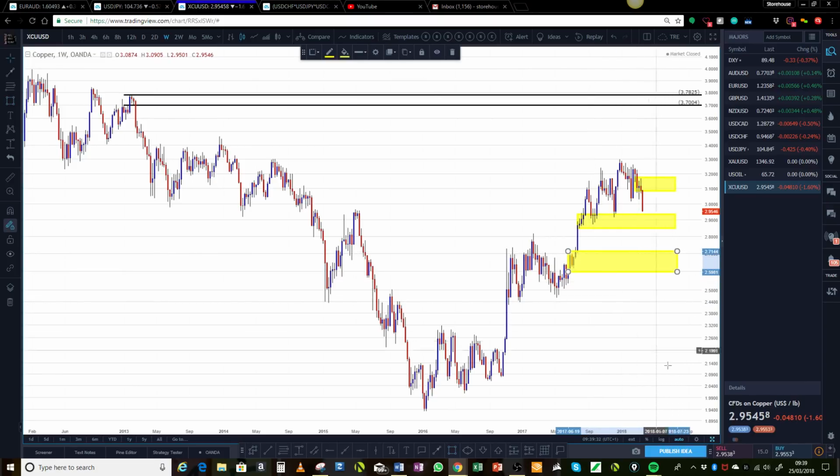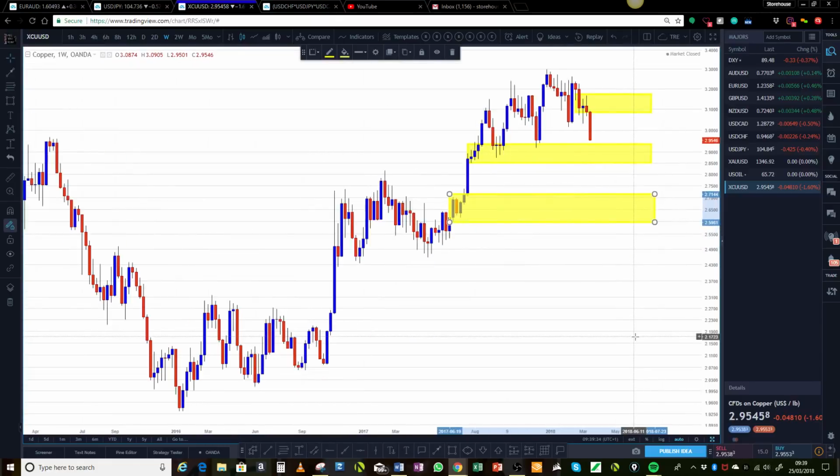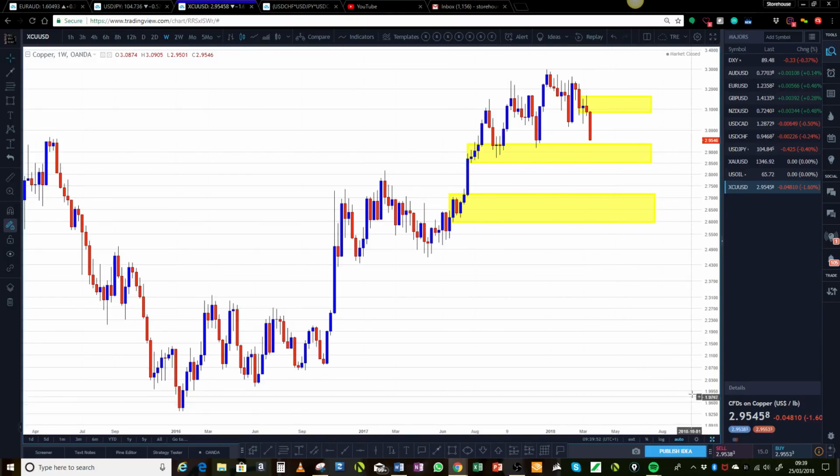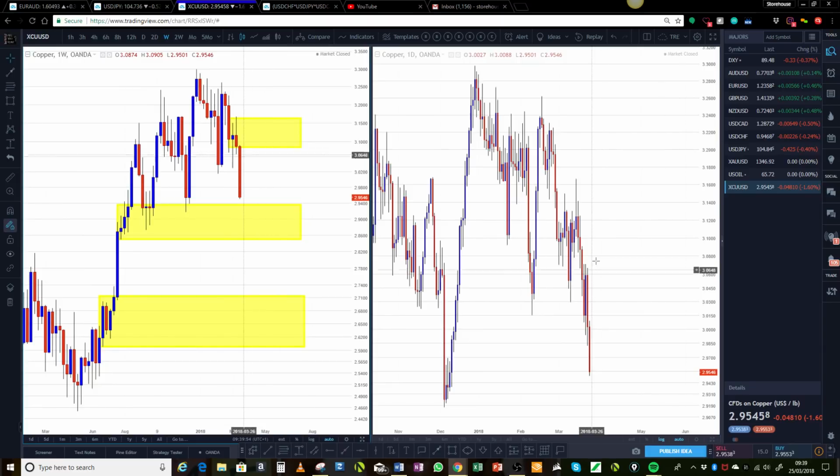So these are just levels to keep an eye on if you're going to be trading them. You definitely don't want to be buying into supply, and you definitely don't want to be selling into demand. With the demand zone that's been tested several times, it's likely that prices will go deeper into it, possibly even break it. But we don't know that until after the fact, and then we will take action on that.